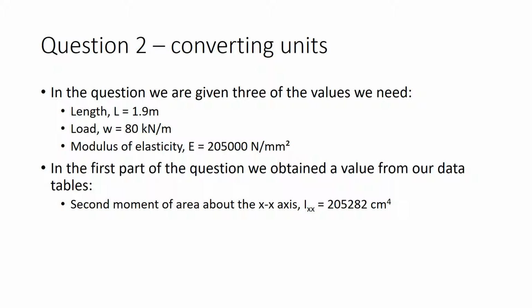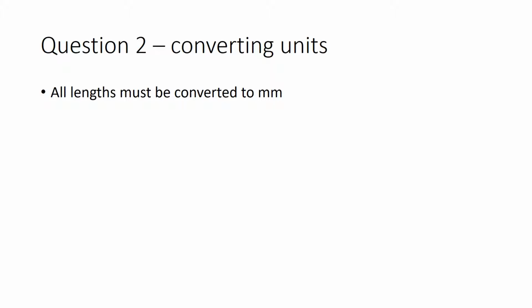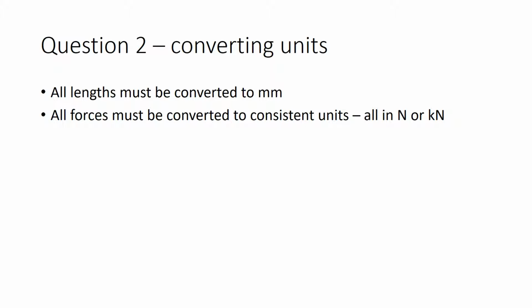The second moment of area about the x-axis, I subscript xx, which is 205,282 centimetres to the power 4. We've been asked in the question to find the maximum deflection in millimetres. Therefore, all length units must be converted to millimetres. And secondary to that, all of our force units must be converted to units which are consistent. So either all must be in newtons or all must be in kilonewtons.